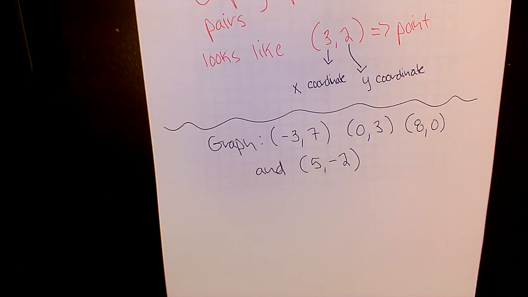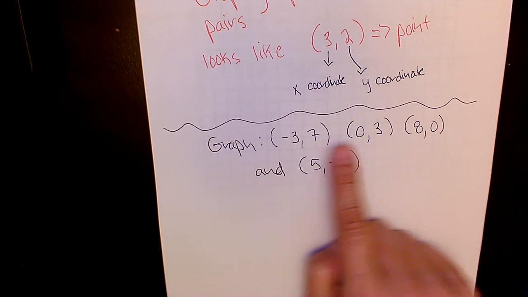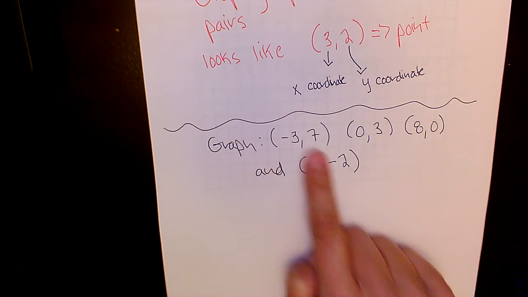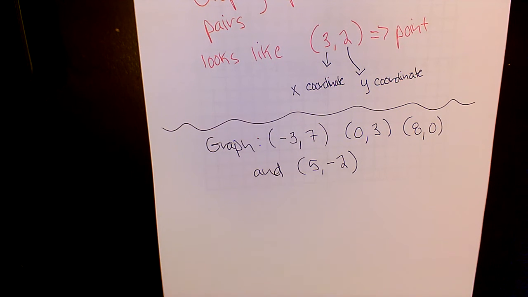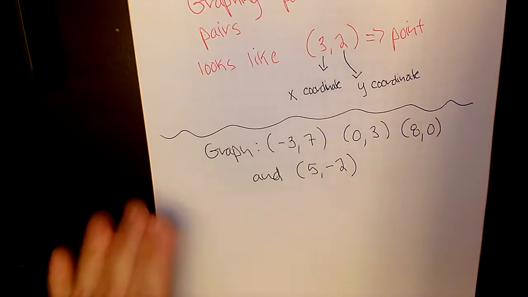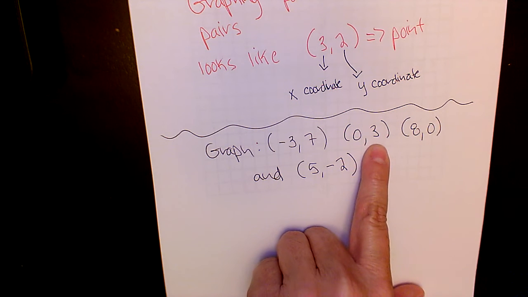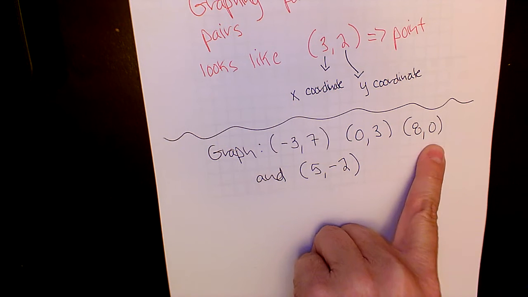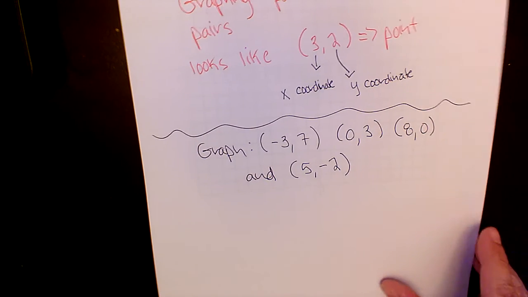Okay, this is section 4.1, part 2, and we're going to continue to graph. And I have 1, 2, 3, 4 points I want us to graph. Make sure we've got it. So we graphed 2 last time, and this time we're going to graph (-3, 7), (0, 3), (8, 0), and (5, -2), and those are all points that I would like to graph.